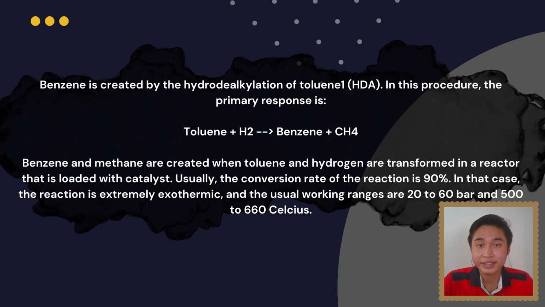After that, benzene is created by the hydrodealkylation of toluene. In this procedure, the primary reaction is toluene plus H2 to benzene plus CH4. Benzene and methane are created when toluene and hydrogen are transformed in a reactor that is loaded with catalyst. Usually, the conversion rate of the reaction is 90%.